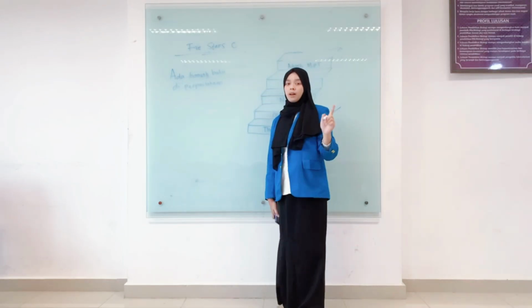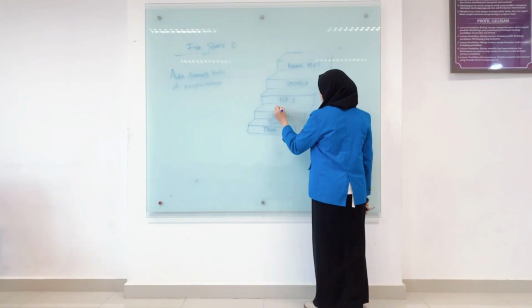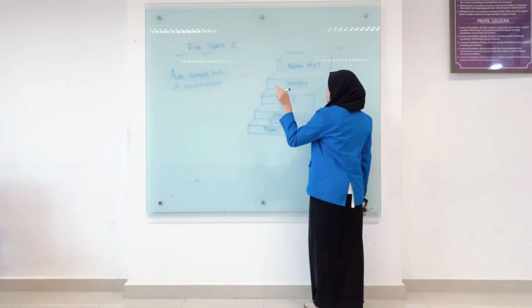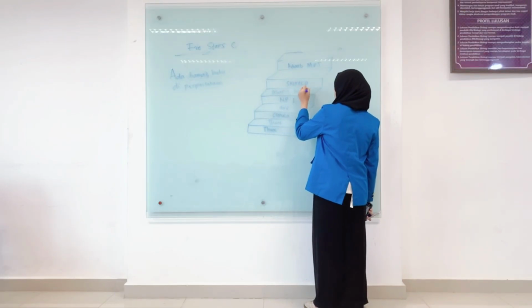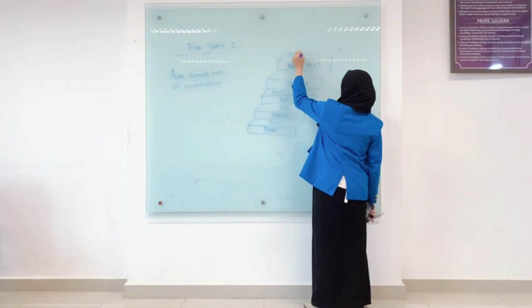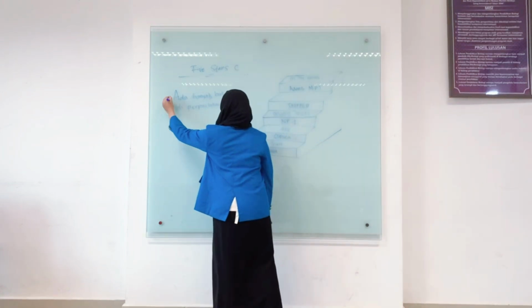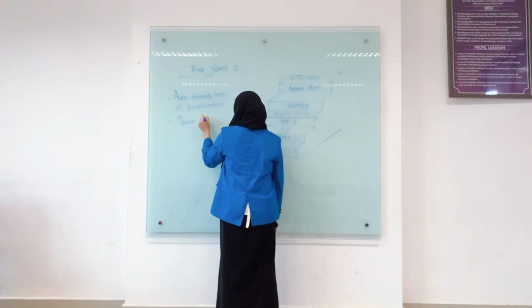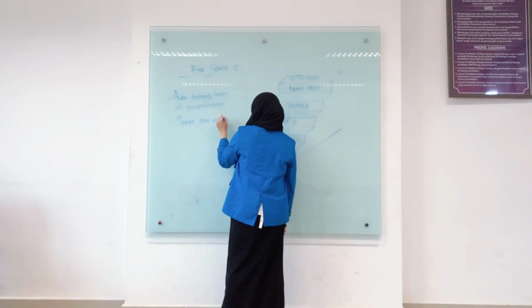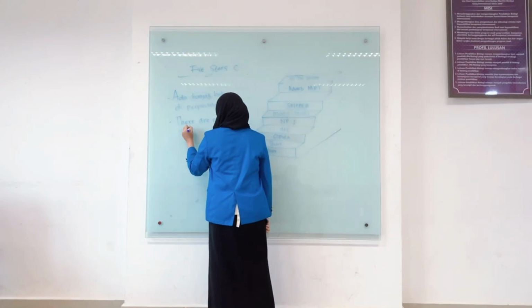So if you see the word banyak, it means more than one. So we use there are. There are banyak buku, many books in the library. So the result is there are many books in the library.